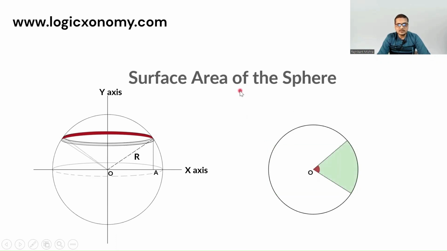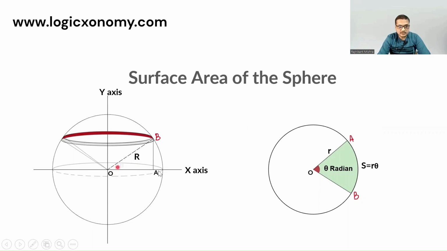Now we are going to derive the formula for the surface area of the sphere. There is a circle of radius r, and O is the center of the circle. An arc AB subtends an angle of theta radian at the center of the circle. Then the length of arc AB is equal to r theta. Here r is the radius of the circle and theta is in radian.